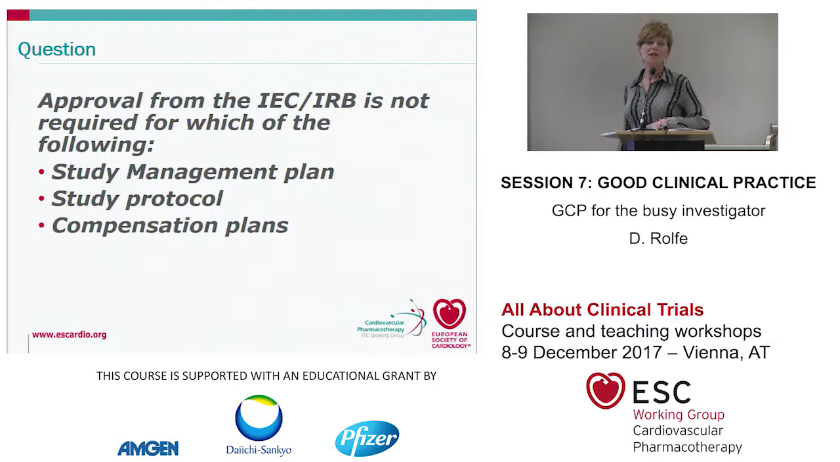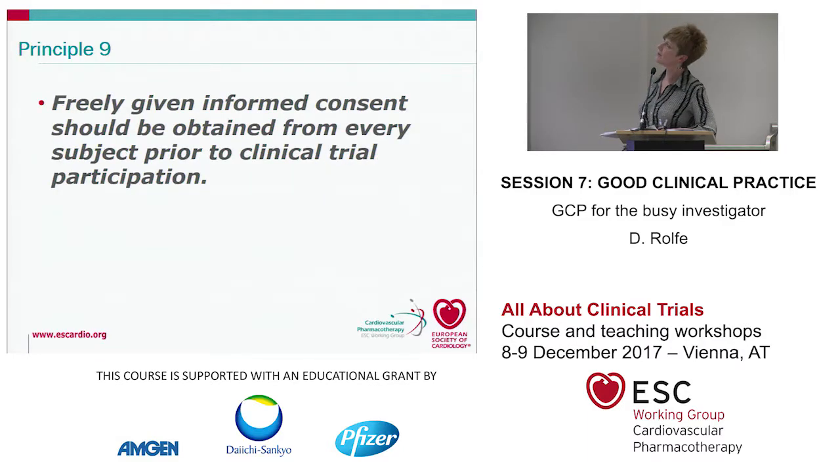Normally, the compensation for insurance purposes would be described in the patient information sheet, because if anything does go wrong, the patients need to know whether or not they're going to be covered and how they can go about gaining access to that cover. So I'd say it's a study management plan. Agreed? Yep. Perfect. Principle 9.